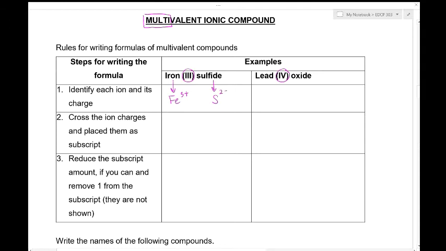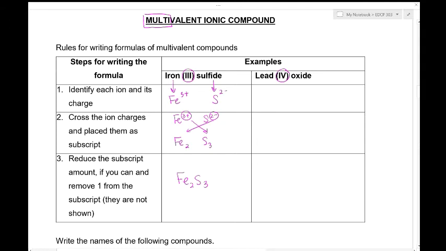S2-. Now, similar to what we've done before, step 2 tells us to cross the ion charges and place them as subscripts. So we take Fe3+ and S2-, circle the charges, and crisscross them, leaving the plus and minus behind. You're left with Fe2S3. Step 3 tells us to reduce the subscripts if we can, and to remove 1 from the subscript because it is not shown. Here we have 2 and 3 as the subscripts. They are already in reduced form, so we do not have to reduce them. So our final answer is Fe2S3.